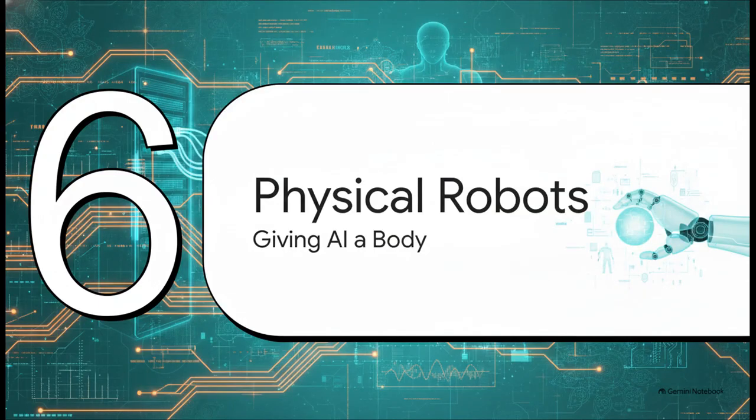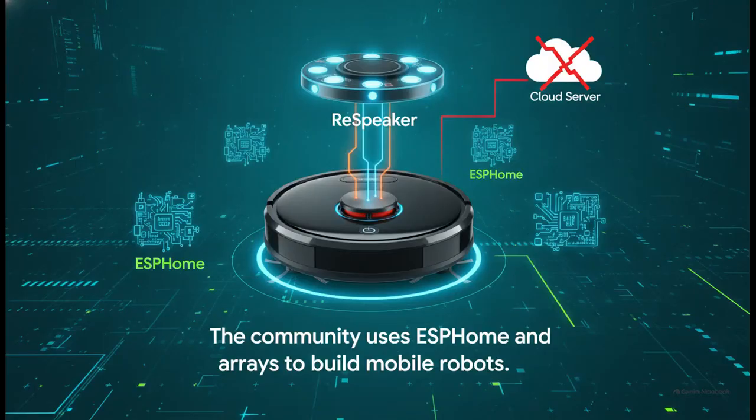And finally, Section 6, the physical robot frontier. Let's give this AI a body. The Home Assistant developer community is doing something wild right now. They're taking standard commercial vacuums like Roborock, entirely bypassing the manufacturer's cloud, and hacking them using open-source tools like ESPHome.